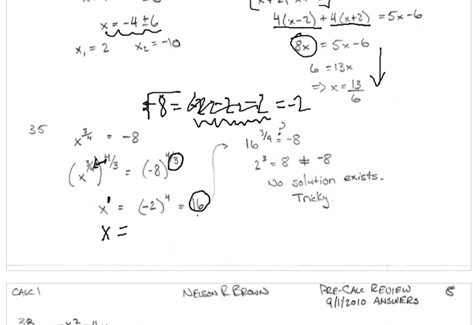So we would think that 16 would be our final solution. However, 16 to the 3 over 4 is not equal to negative 8. The 4th root of 16 is positive 2, and 2 cubed is equal to 8, and it's not equal to negative 8. So I don't think any solutions exist for that. And that's tricky. I thought I didn't give you any tricky ones, but apparently I did. We're going to pick back up on numbers 36 and 37 when we start again.